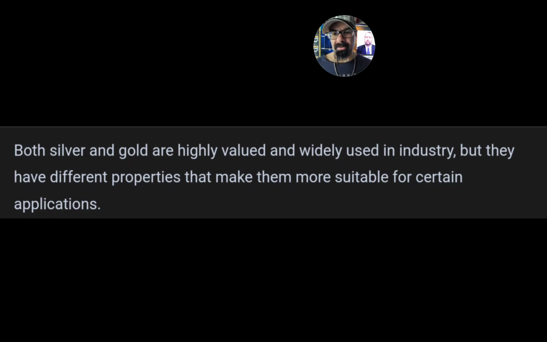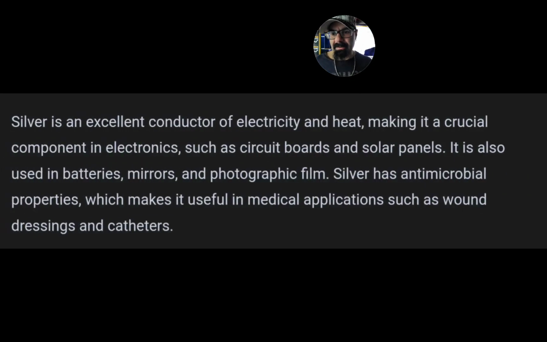So both silver and gold are highly valued and widely used in industry, but they have different properties that make them more suitable for certain applications. Silver is an excellent conductor of electricity and heat, making it a crucial component in electronics, such as circuit boards and solar panels. And yeah, solar panels are becoming a big thing now, and you need a lot of silver. You're going to need a lot of silver to keep putting out these solar panels. It is also used in batteries, mirrors, and photographic film.